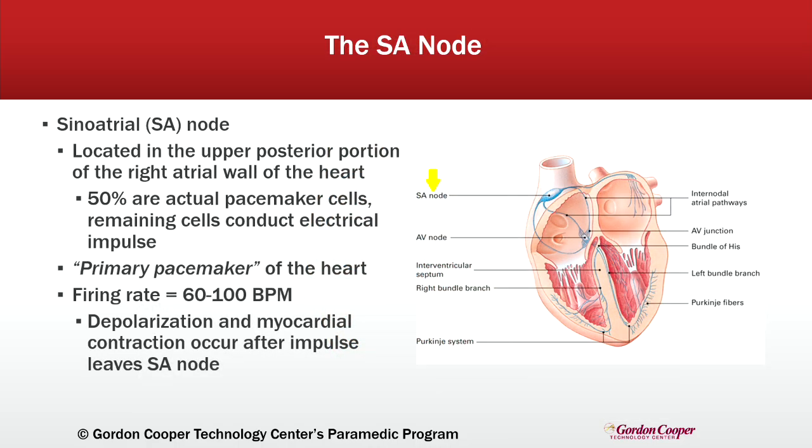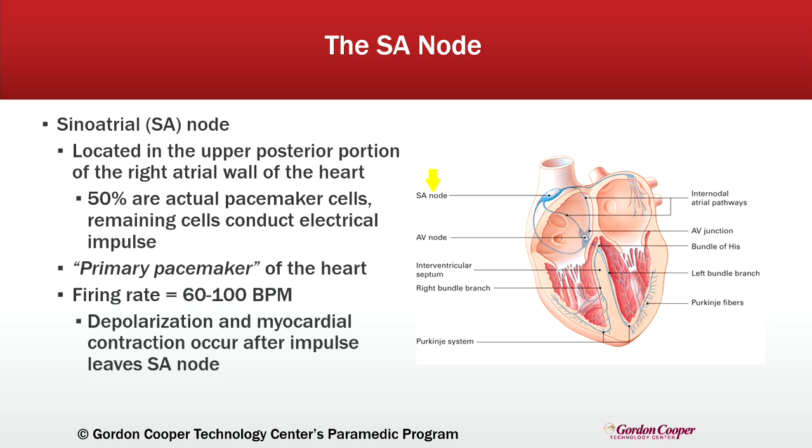All right, so let's talk about the heart's natural pacemaker. That's going to be the SA node. So you can see on your screen, it's located in the upper posterior part of the right atrial wall. Now think of it as a starting point for the electrical impulses that keep the heart beating. So here's something interesting. About 50% of the cells in the SA node are actual pacemaker cells. The other cells aren't pacemaker, but they help to conduct those electrical impulses throughout the heart.